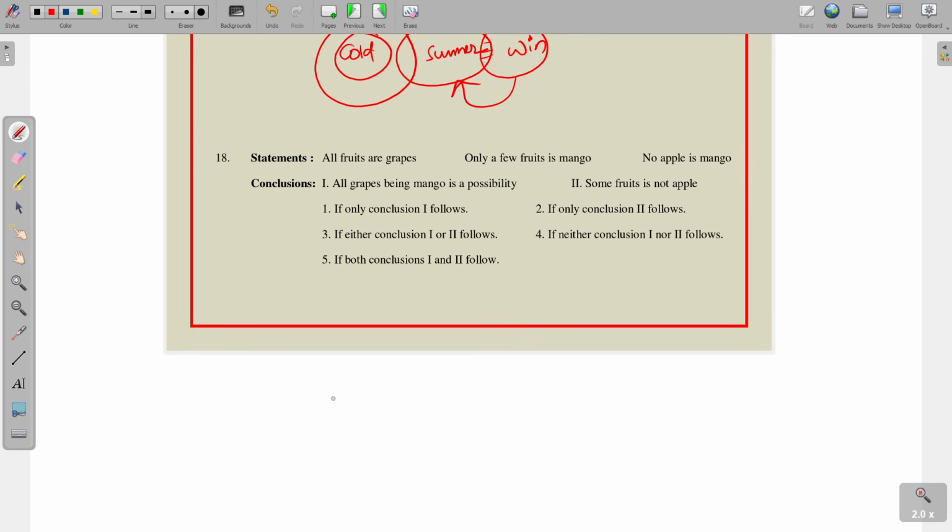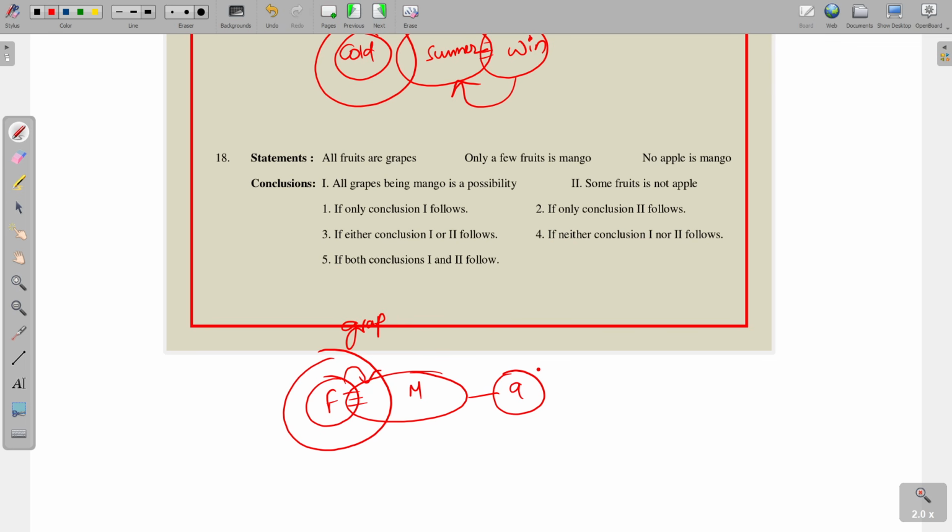All fruits are grapes. Next, only a few fruits is mango. So only this part of fruits is mango. Next, no apple is mango. All grapes being mango is a possibility. It is definitely not correct. Why? Because if all grapes go to mango, then all fruits would also go to mango. So as per the statement, all fruits are grapes and only a few fruits are mango. Only some part is mango, not all of fruits. So the first one does not follow.